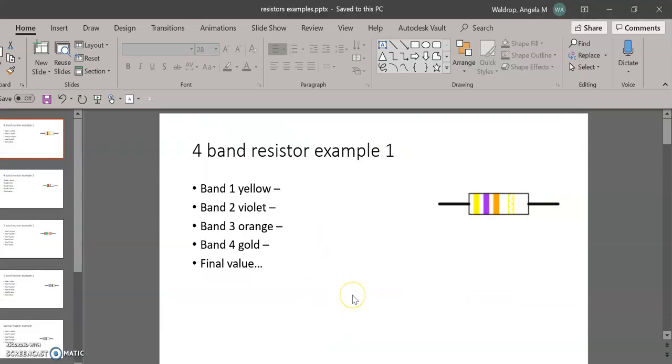So we're going to do two 4-band resistor examples, two 5-band, and then I'm going to do a special one for you, okay?